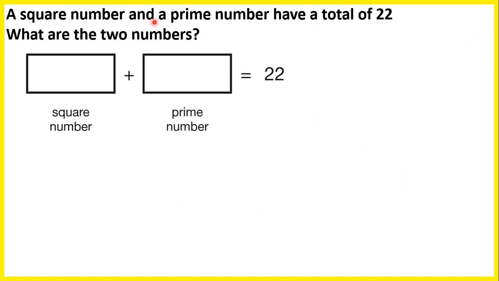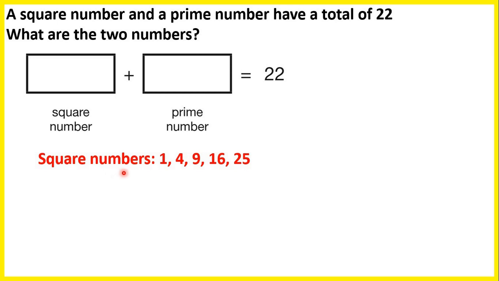A square number and a prime number have a total of 22. What are the two numbers? So we need to remember that a square number is what we get when we multiply a number by itself. So 1 is a square number because 1 times 1 is 1. 4 is a square number because 2 times 2 is 4. 3 times 3 is 9. 4 times 4, 16. And 5 times 5 is 25. So they're all square numbers.